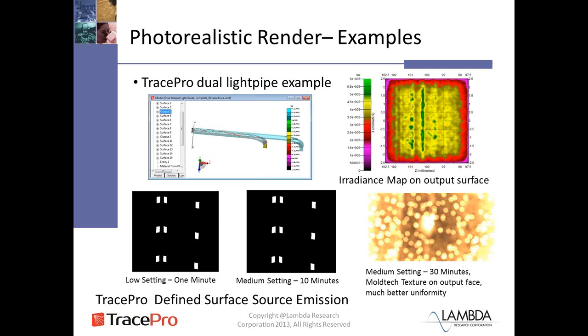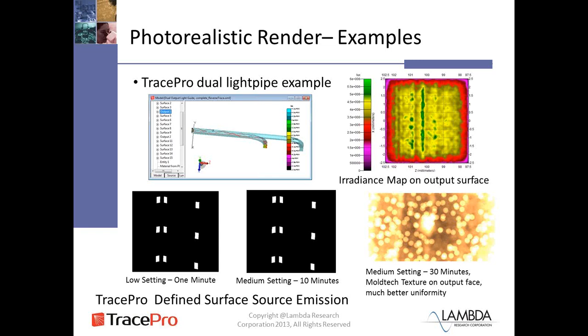Now if we do a photorealistic render of the view that you're seeing here and just look at the output face, on the left-hand side in the bottom we see the photorealistic render from the low setting. To the right of it we see the medium setting. The low setting takes about 1 minute and the medium setting takes about 10 minutes. You don't see much of a correlation between the irradiance map and the photorealistic render. This is because the irradiance map takes all of the information on that face but doesn't give us the angular information for the eye and target position we have. So we have to add that information in.